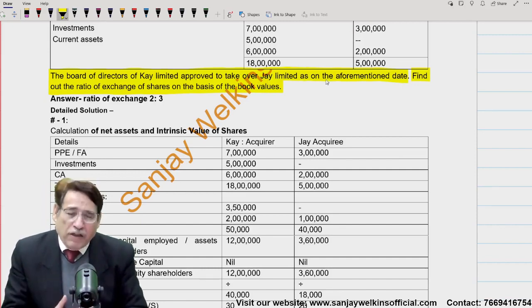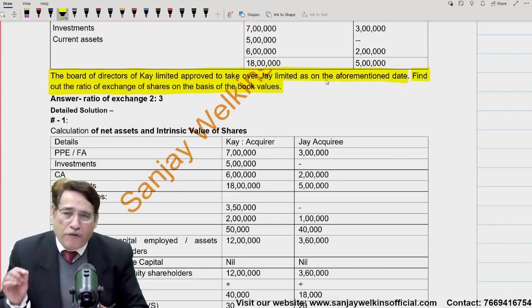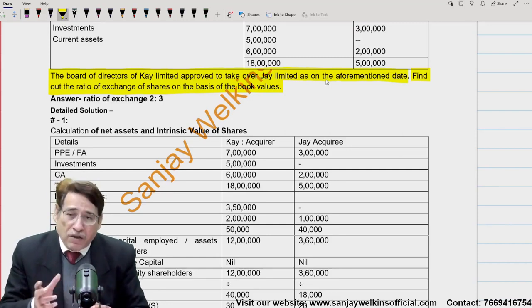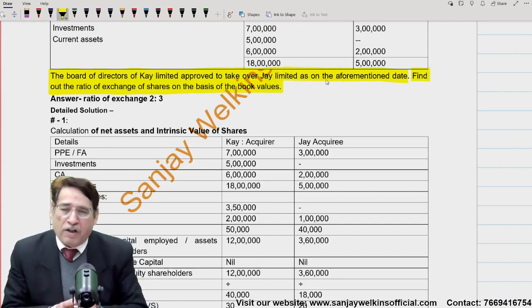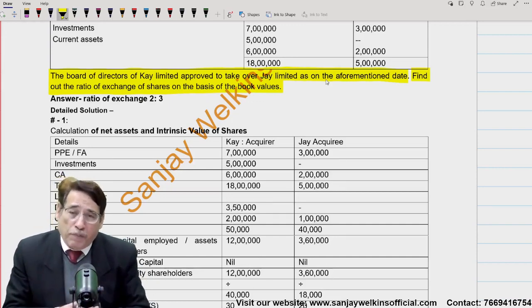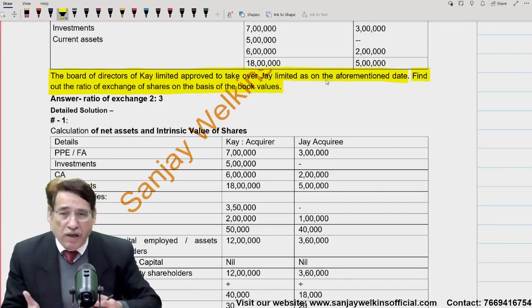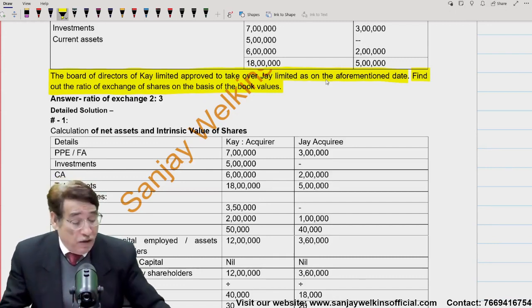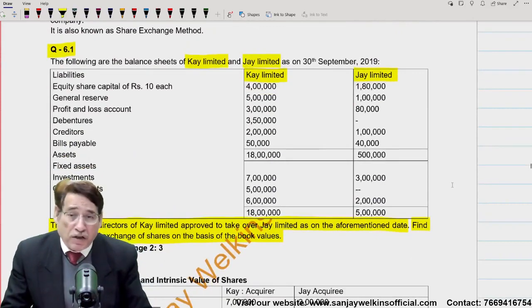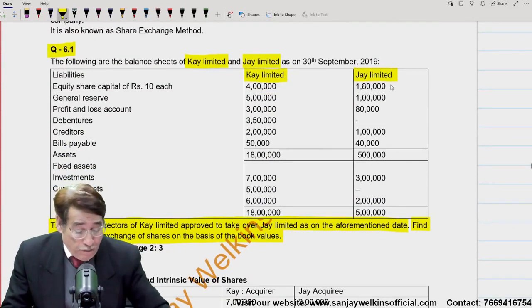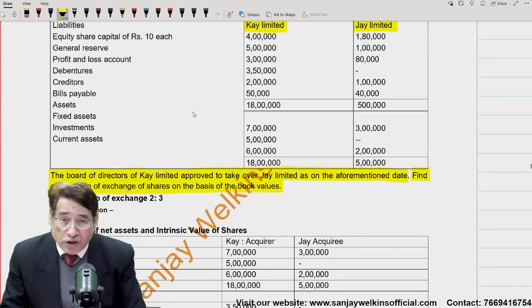And generally, when the question is of the intrinsic value of share method, under such a situation we need not stretch our mind unnecessarily, because generally it will be presumed that all the assets and liabilities have been taken over. Correct? So now, on such considerations, we start doing a little bit of analysis of the balance sheet.